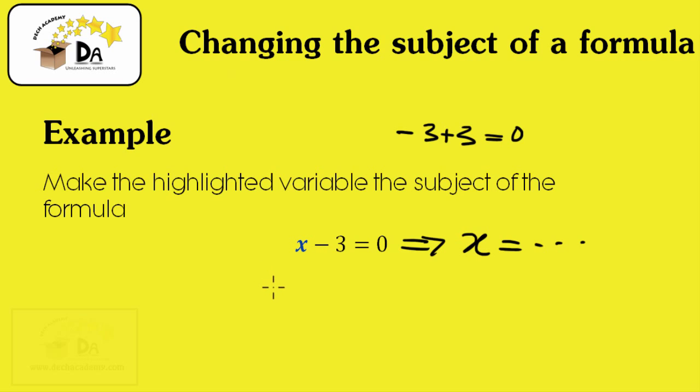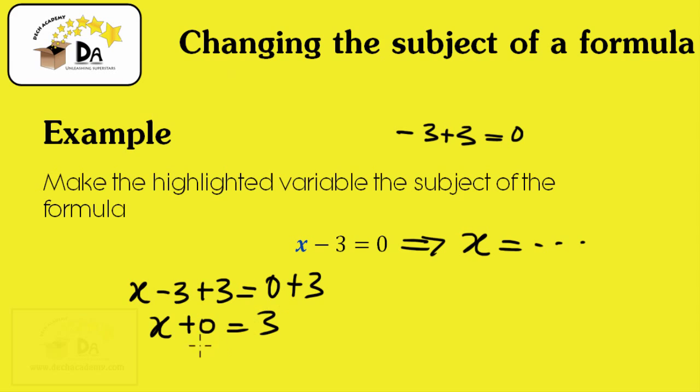So in this case, adding 3 to both sides allows us to get rid of the minus 3 on the left hand side. Simplifying this equation gives x plus 0 equals 3. So x is equal to 3. Therefore, we now have x as the only term on the left hand side, and x only appears on the left hand side. So x is the subject of the formula now in this expression.